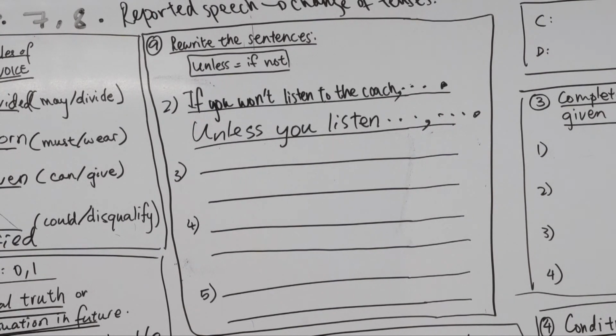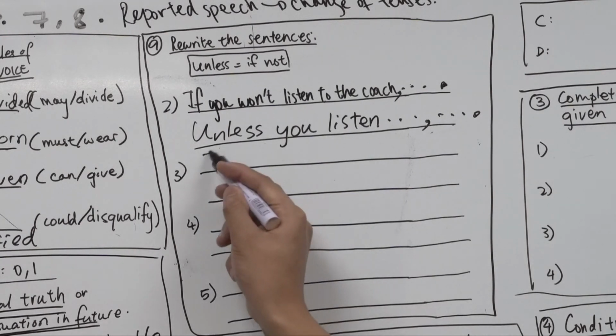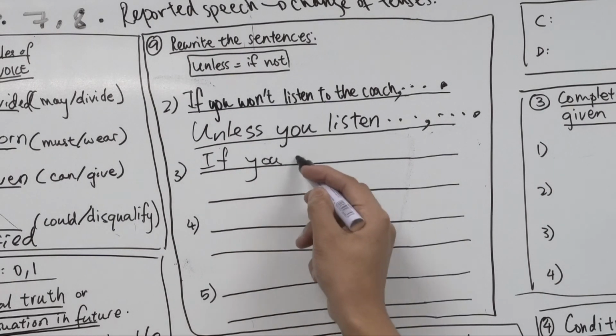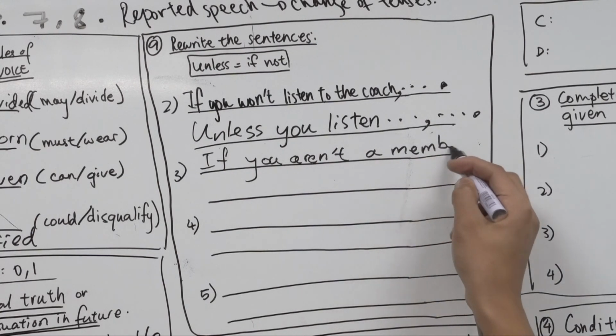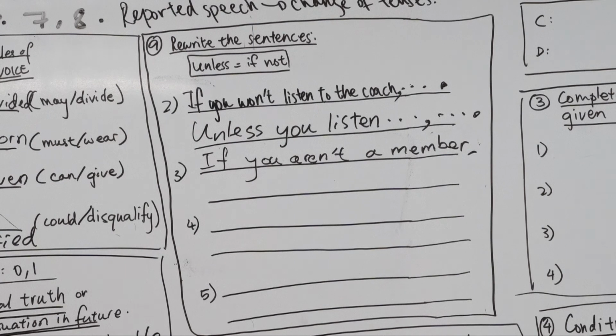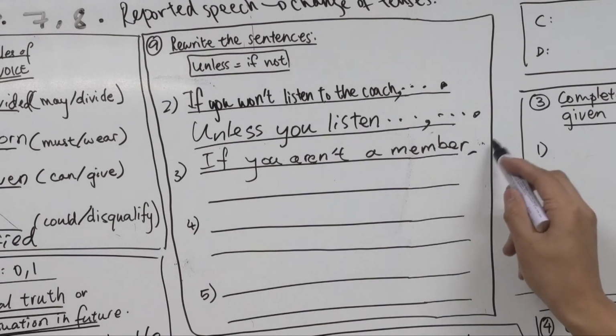Good work. Miss Jenny, have you finished the one? Yeah. Right, so Miss Jenny, could you give me number 3? If you, or if I, or if someone. If you be able to exercise in the gym, you need to be a member. Almost. So it should be if you aren't a member, right? Oh. If you aren't a member, comma, if you aren't a member, what will happen? You won't be able to exercise in the gym.